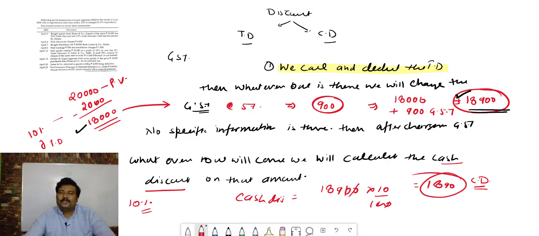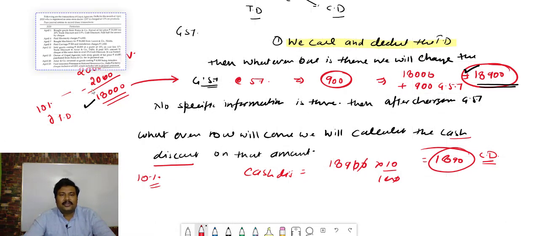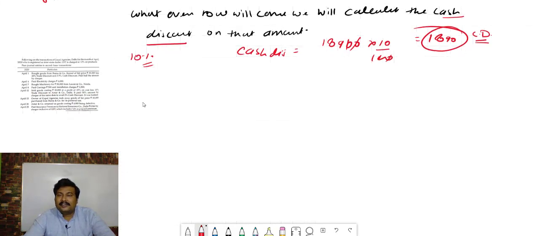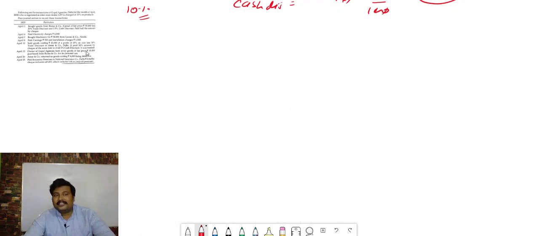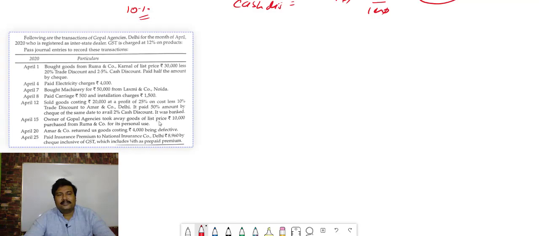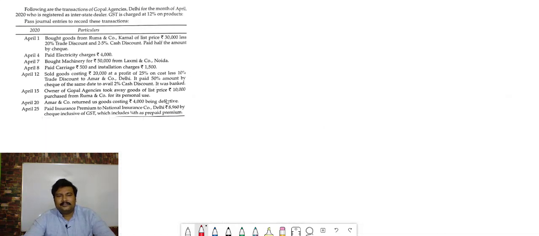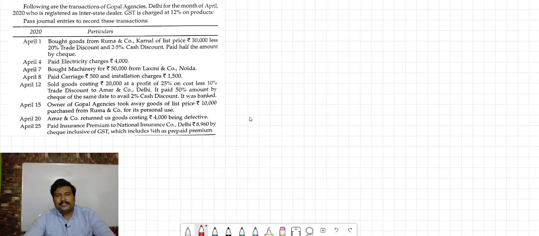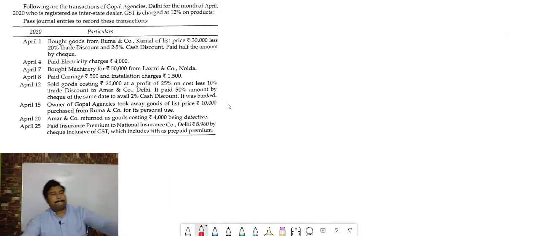Chalo ji. So this is the base of the question we are going to solve. What is the sequence? First TD, then GST is added, and then cash discount will be calculated. Now you see the question one more time. April 1.